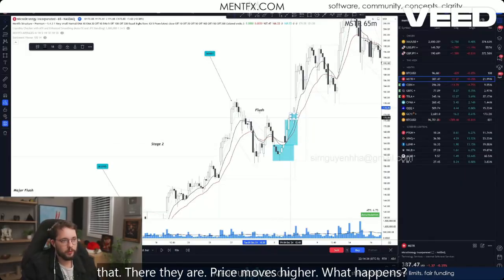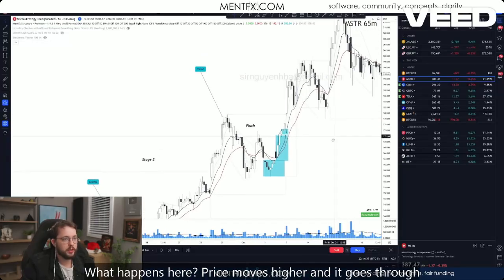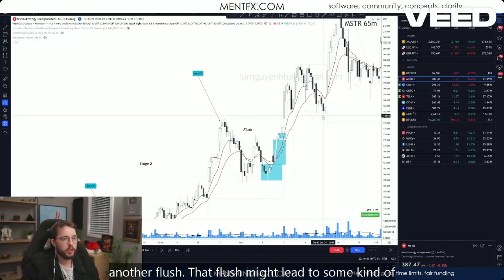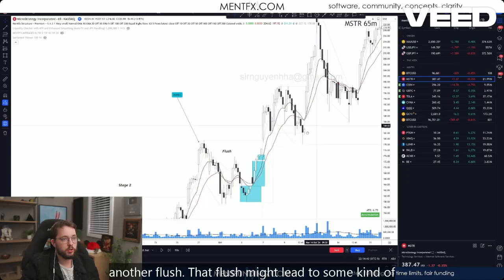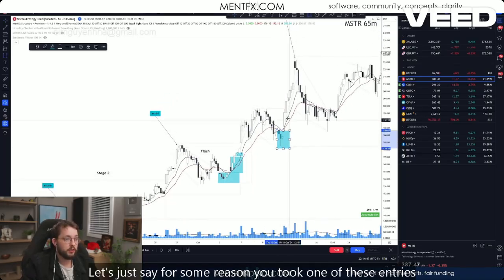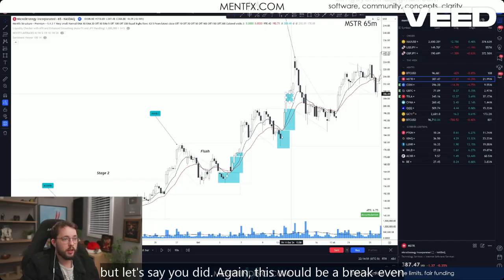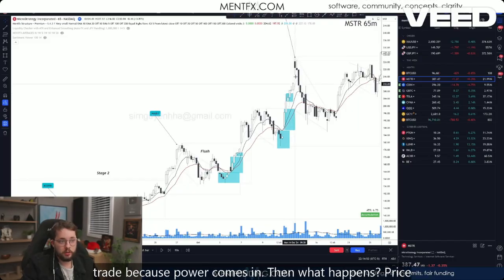There they are. Price moves higher. What happens? Price moves higher and it might go through another flush. What happens here? Price moves higher and it goes through another flush. That flush might lead to some kind of entries. In this case, I don't really see them. But let's just say for some reason you took one of these entries. I would not take this, but let's say you did. Again, this would be a break-even trade because power comes in.